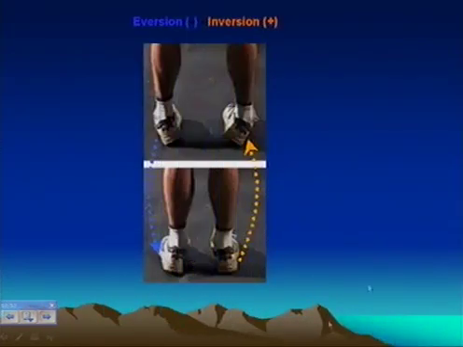At the heel, looking at the back, we can also do inversion and eversion. The inversion would be as if the heels are pointing in towards the midline. So this is inversion because the heels are pointing in towards the midline. Eversion would be heels pointing out away from the midline. Again, inversion and eversion.